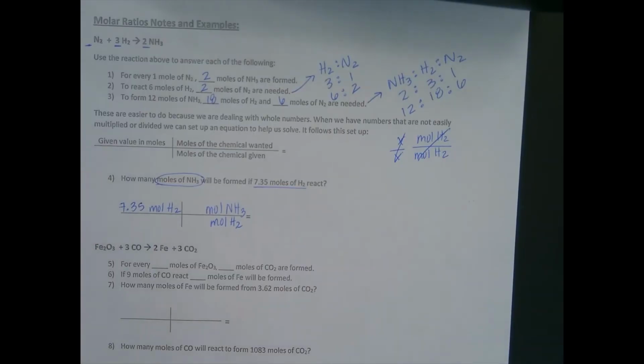Because that's what I want. I'm trying to cancel moles of H2. I want moles of NH3, so that's on the top. Now, where do the numbers come from? This is the ratio.